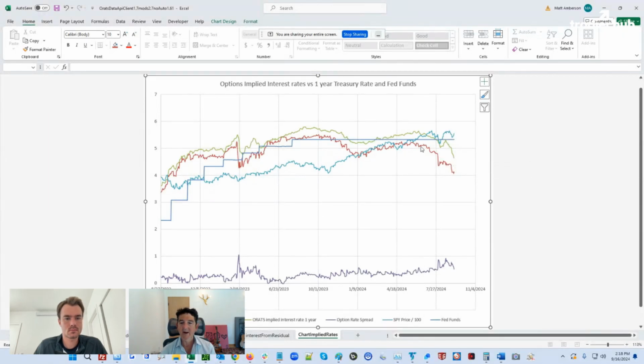But what I was looking for was times when this, and so the purple line here is the option rate spread. So that's the spread between what is paid in the market minus the treasury at the time. So that's the purple line here. The SPY price is here in blue, and the Fed funds rate, which is actually what market makers are borrowing against. It's like Fed funds plus 0.55.